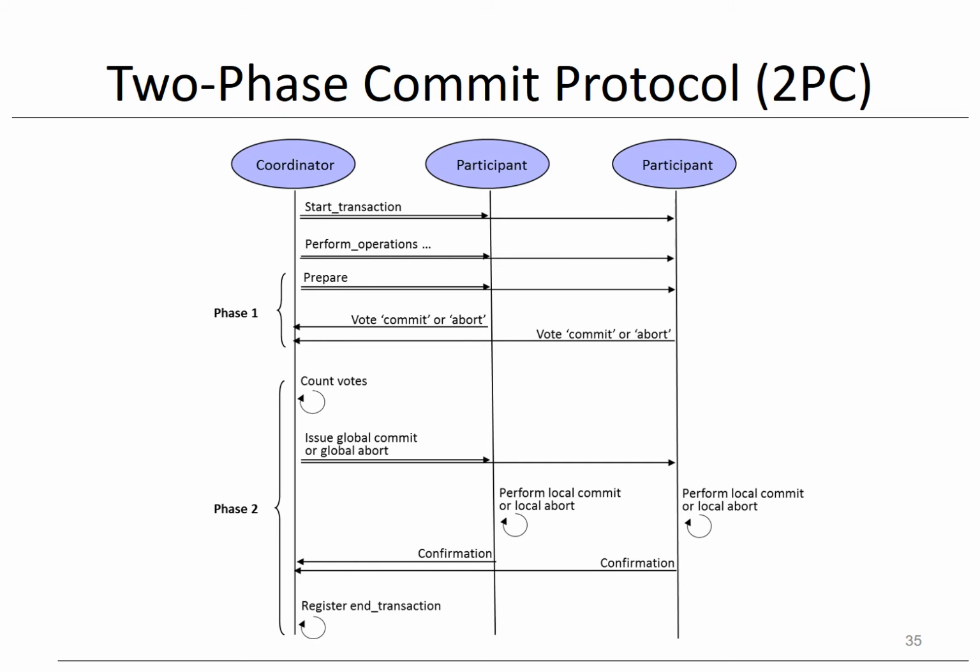Each participant then locally executes the global decision, commit in the first case and abort in the second, and returns a confirmation to the coordinator. Finally, the coordinator completes a transaction using an end transaction mark on the log file.